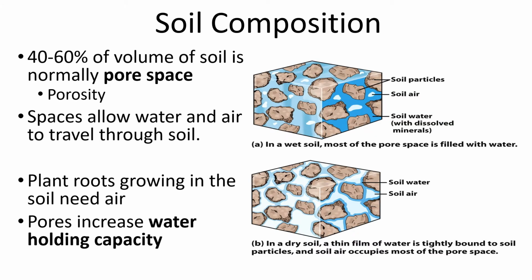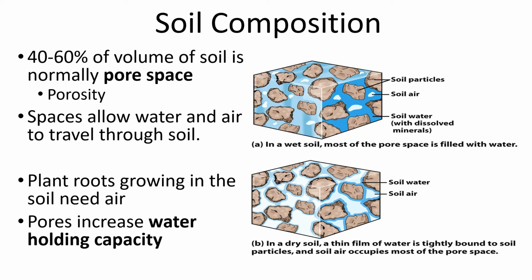So 50% is really an average of these air spaces, well, air and water, right, pore spaces. So depending on pore space, right, whether it's less or more, we can talk about its porosity. So if it has a high porosity, it has lots of air, lots of space, and if it's low porosity, it would have little air spaces. But these spaces are allowing water and air to really travel through the soil. And why do we even care about air in the soil? Well, plant roots that are in the soil actually need air.